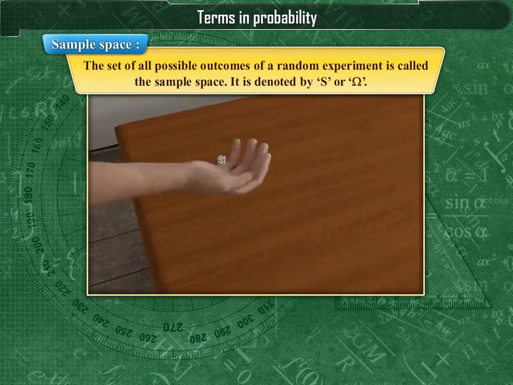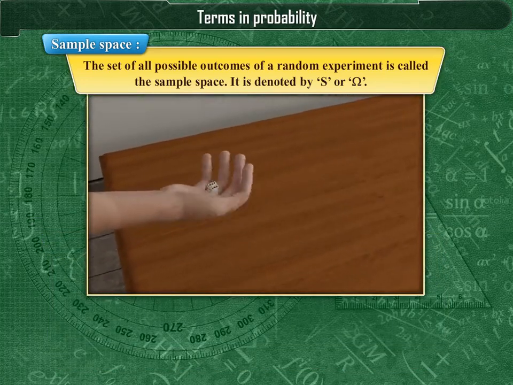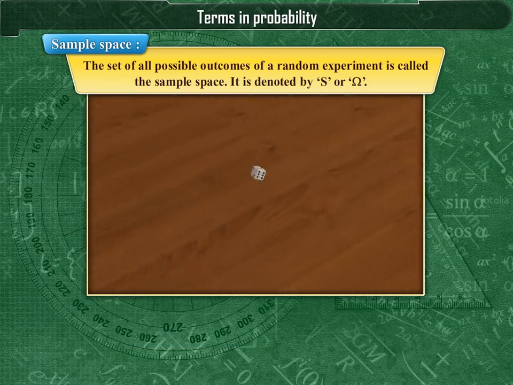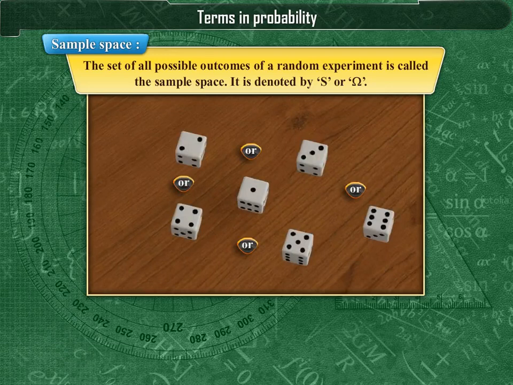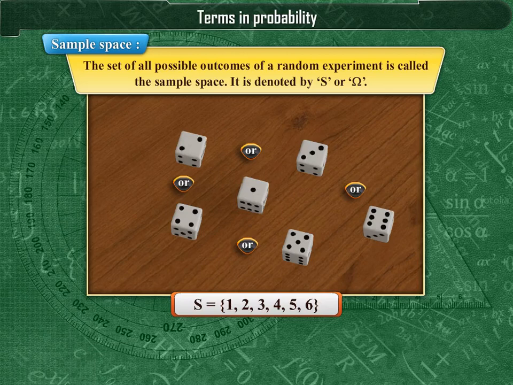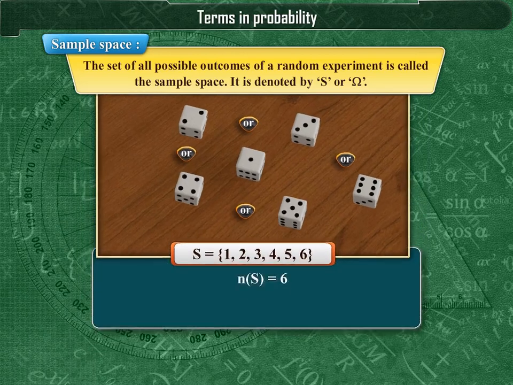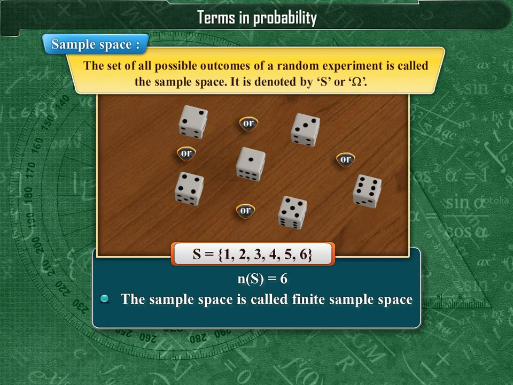In the other example of throwing a die, the number that appeared at the top is any one of 1, 2, 3, 4, 5 and 6. Therefore, these numbers are elements of set S. Therefore, n(S) is 6. The sample space is called finite sample space if n(S) is finite.